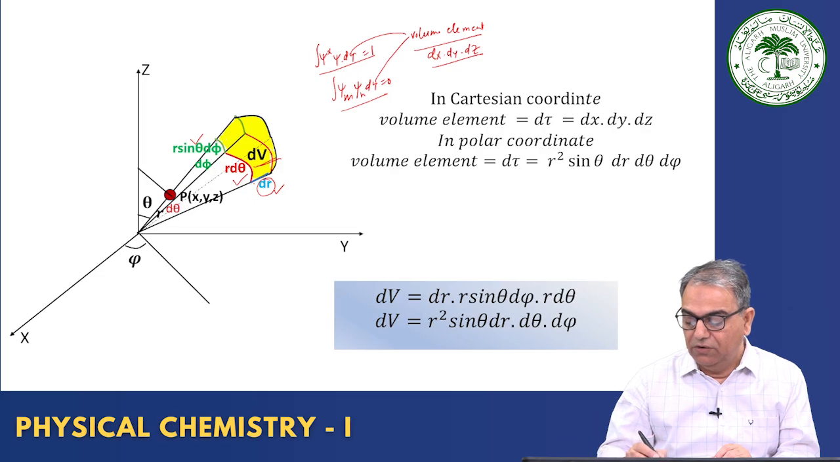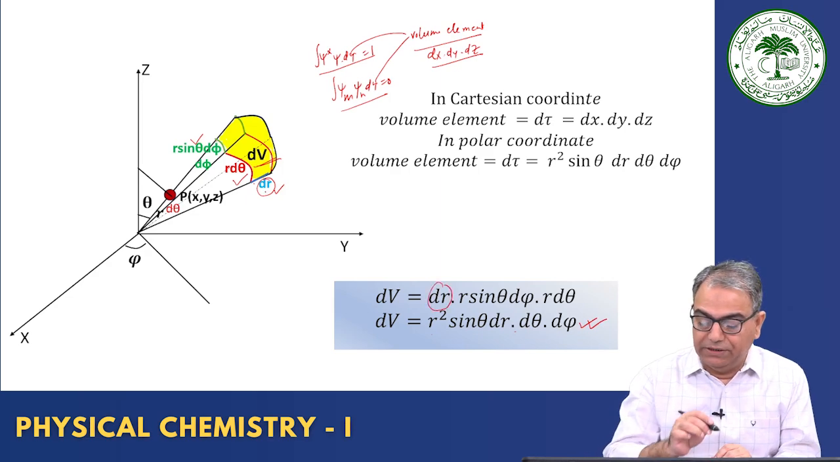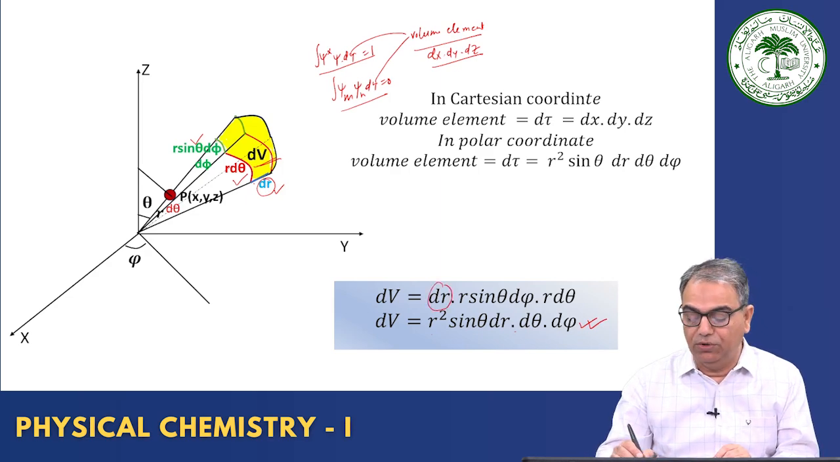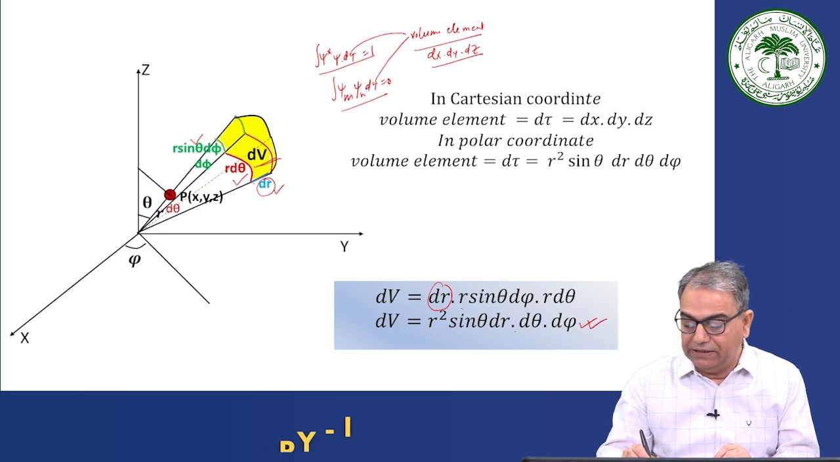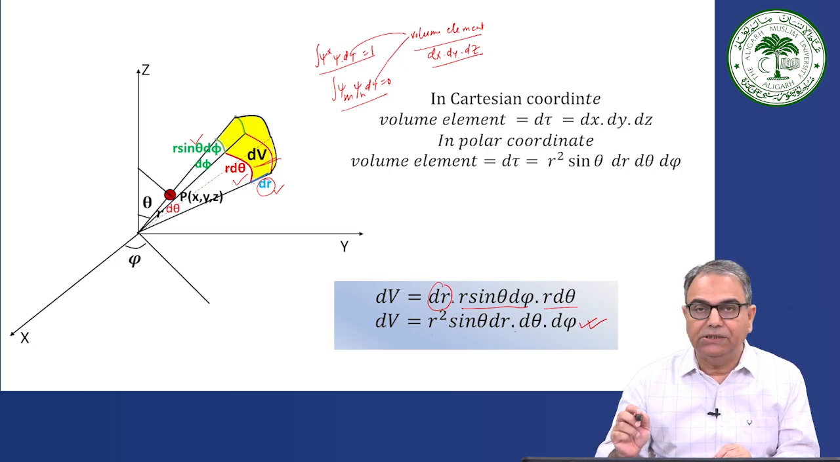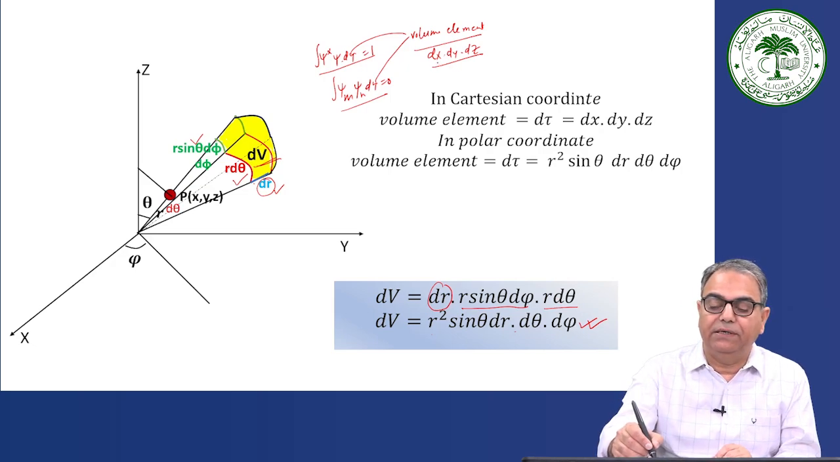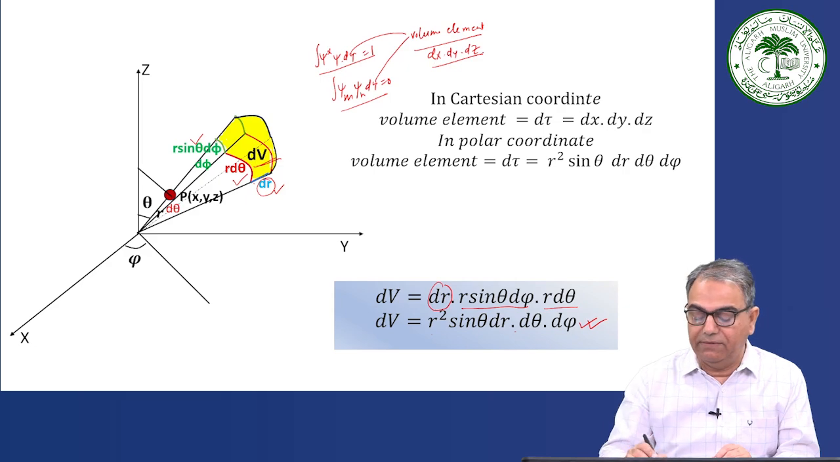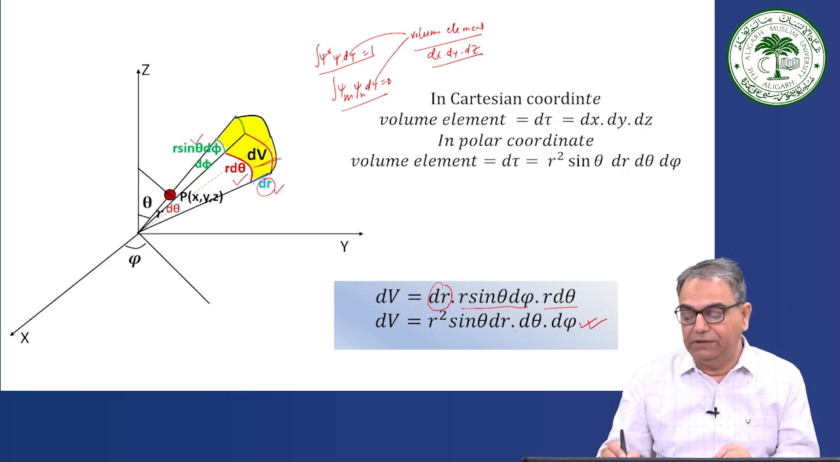So, this is your volume element: r squared sin theta dr d theta d phi. You see, I have multiplied dr, shown in blue, then r sin theta d phi, shown in green, and then r d theta, shown in red. If you multiply these three, the same way you multiply dx dy dz, here we are multiplying dr, r sin theta d phi and r d theta, and you get r squared sin theta dr d theta d phi as the volume element.